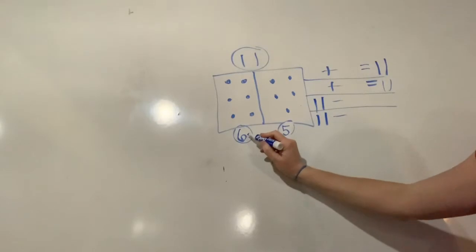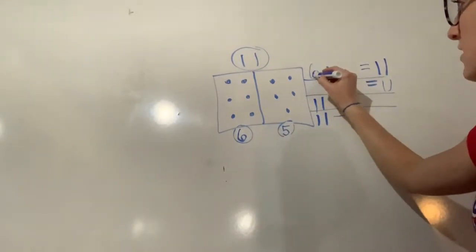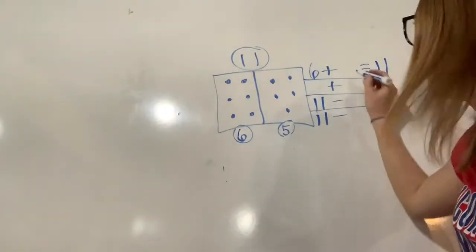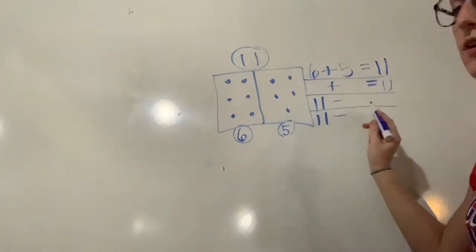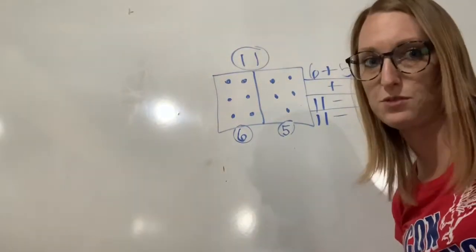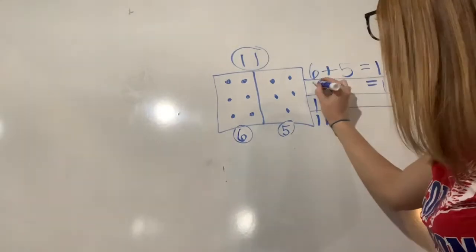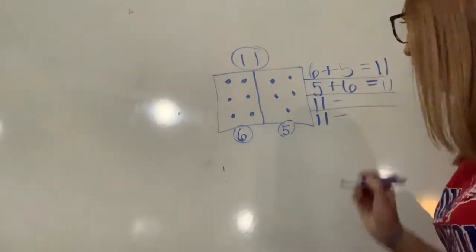So how many were on this side? 6. Plus over here on this side, I have a 5. So 6 plus 5 equals 11. Now I get to do what? You guys love this part. Commutative property, flip it around. 5 plus 6 equals 11.